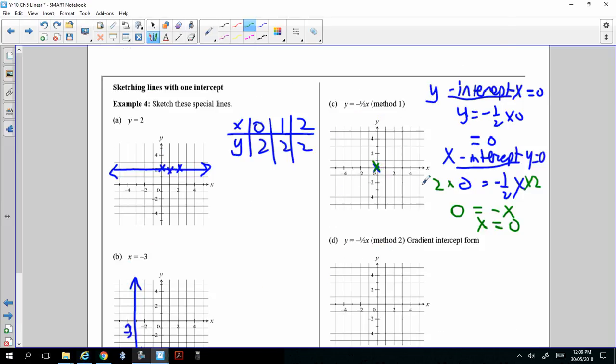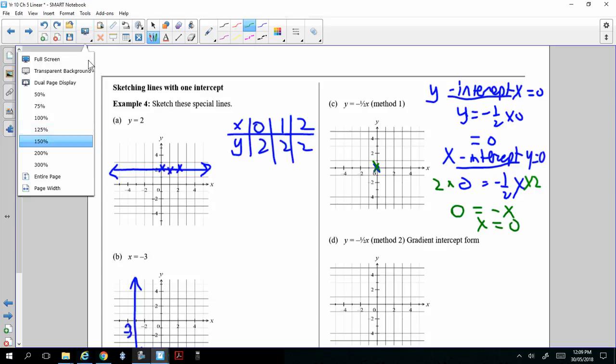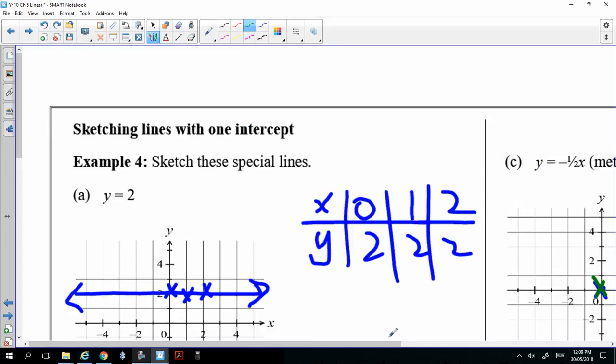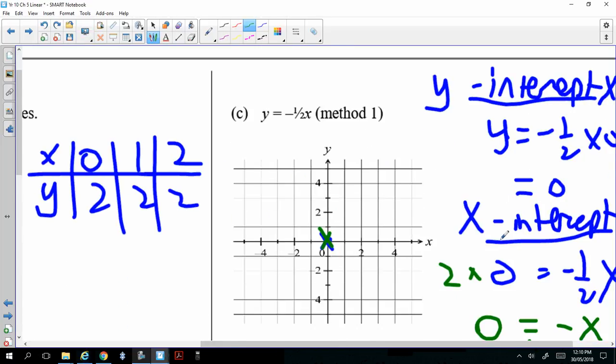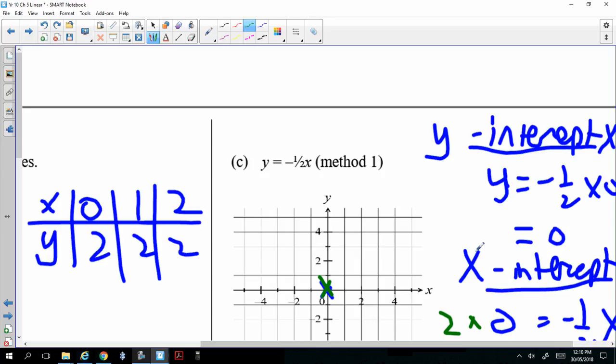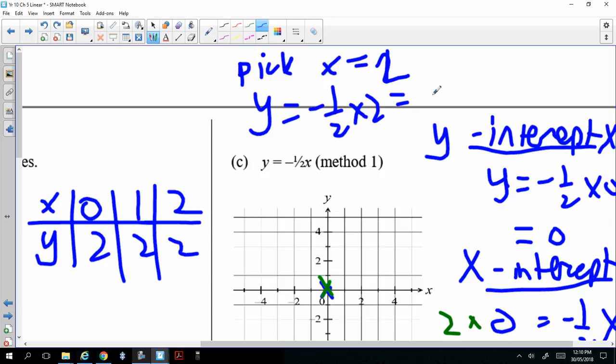You just have to pick one extra point. So let's pick another point. Let's pick x equal to 1. Can be x equal to 2 or negative 1. Maybe 2 is better because you won't get a fraction. Then you get y equal to negative half times 2, negative 1. So you get the point 2 across, 1 down, this point.